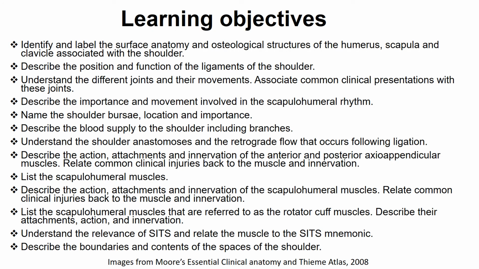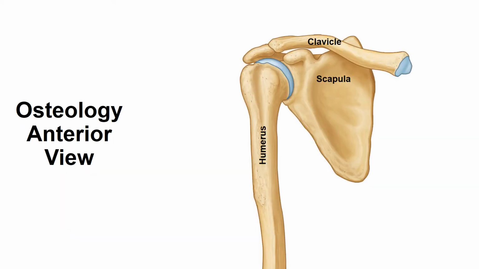Here are the learning objectives for this lecture. We're going to start off and talk about the bony parts of the shoulder, or the osteology of the shoulder. There are three major bones that comprise the shoulder: the clavicle, the scapula, and the humerus. For the purpose of this lecture, we're just going to be talking about the proximal humerus, as the rest of the points of the humerus we'll talk about when we talk about the arm.